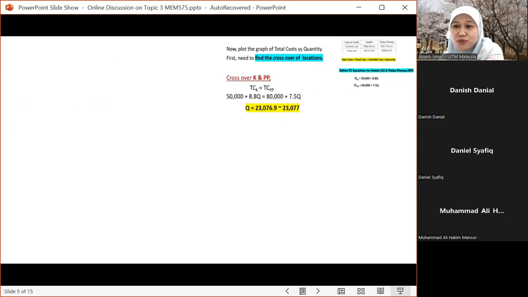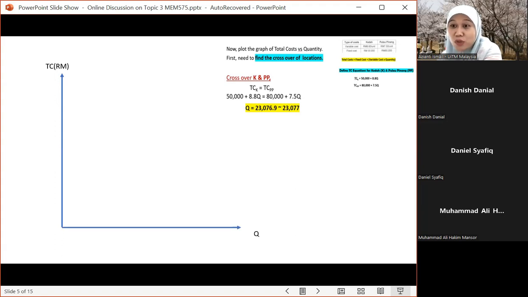Okay, so the graph, at the y-axis you need to have what? TC, total cost, RM. You must put RM, okay? If not, it's going to be no currency. And for the x-axis, it's going to be Q, the number of chickens. And then we need to know the scale. Okay, how to determine the scale?